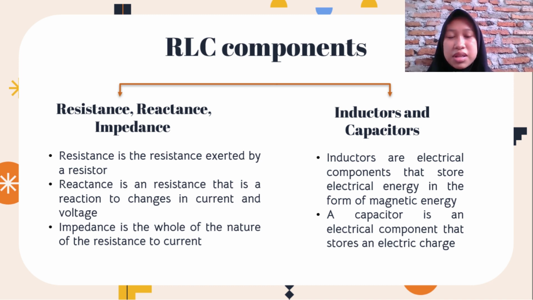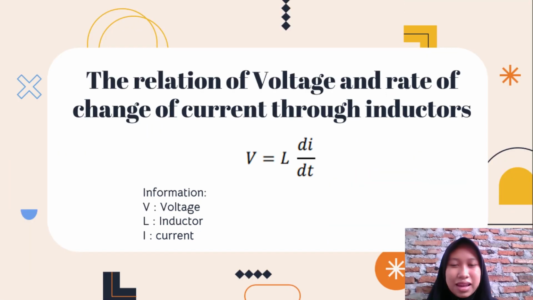And then the inductors and capacitors. Inductors are electrical components that store electrical energy in the form of magnetic energy. And a capacitor is an electrical component that stores an electric charge. Next, what is the relation of voltage and the rate of change of current through the inductors? The relation is obtained from the following equation: V is equal to L times di over dt, where V is voltage, L is inductance, and i is current.